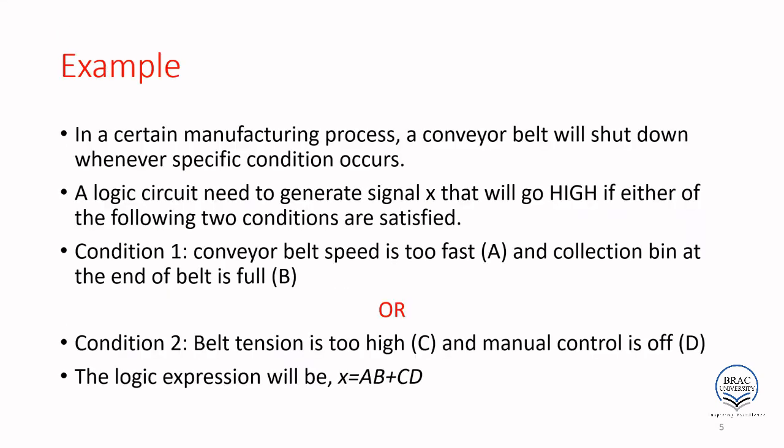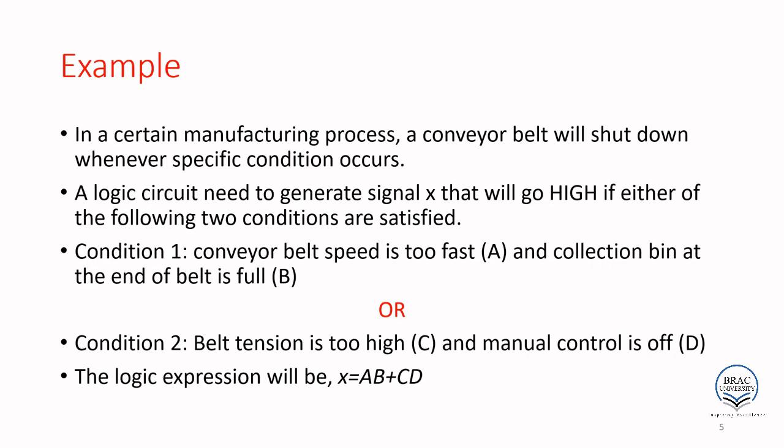Okay, so in this example, it says in a certain manufacturing process, a conveyor belt will shut down whenever a specific condition occurs. A logic circuit needs to generate X that will go high if either of the following two conditions is satisfied. So if condition 1 or condition 2 is satisfied, then the logic will go high, and the conveyor belt will shut down.